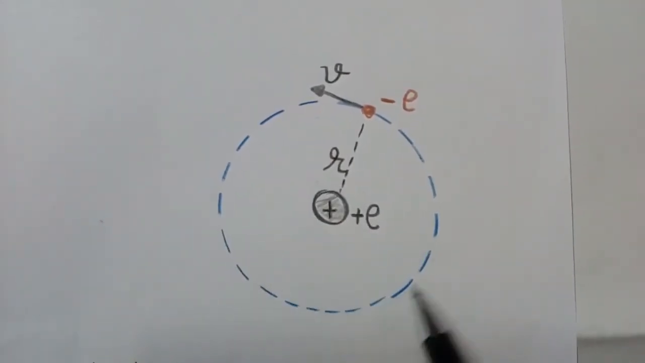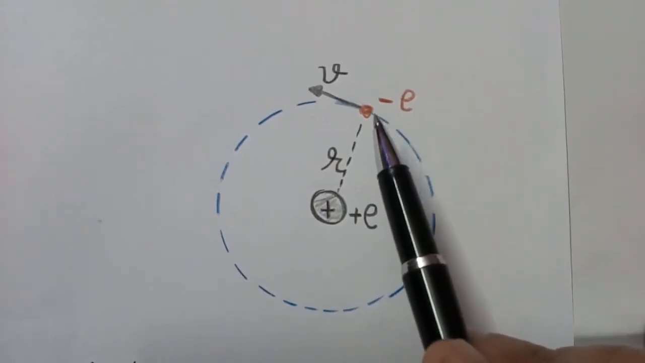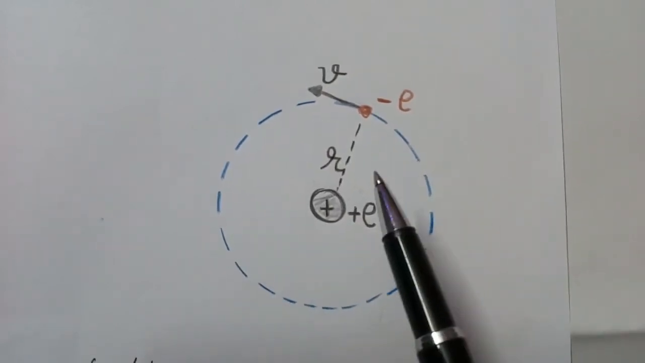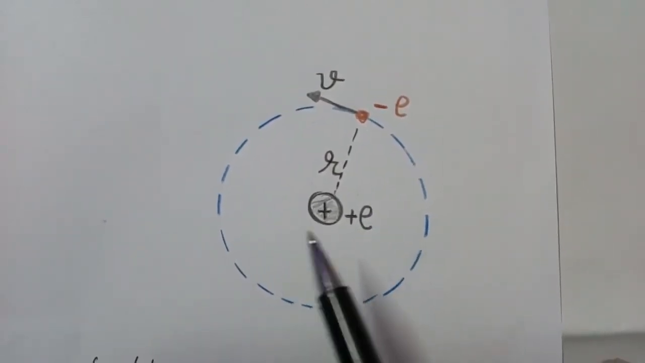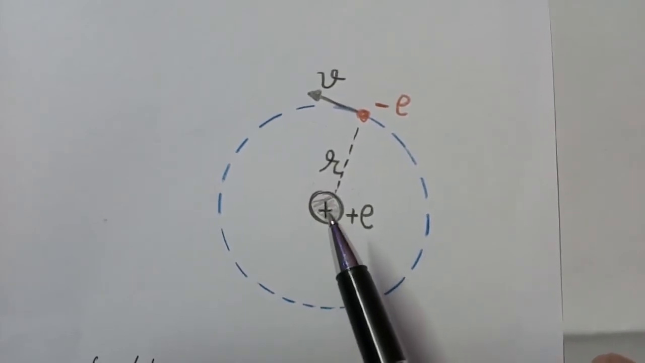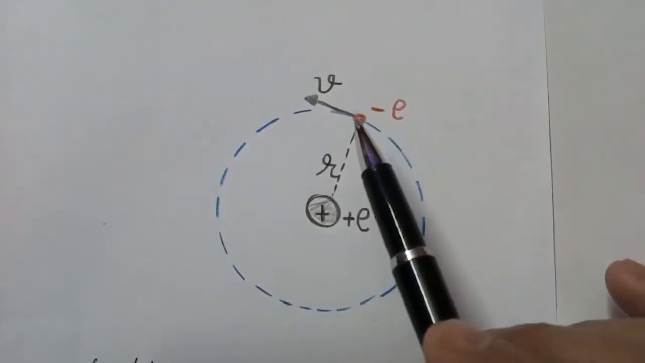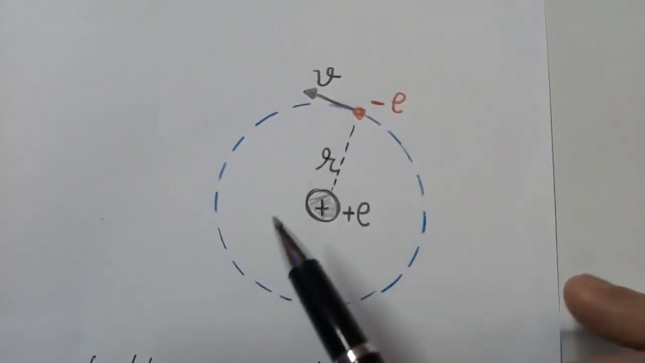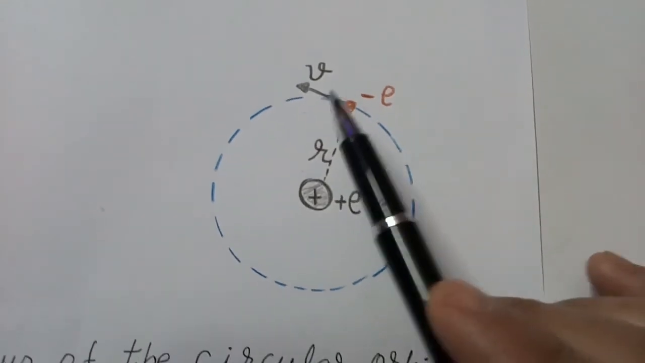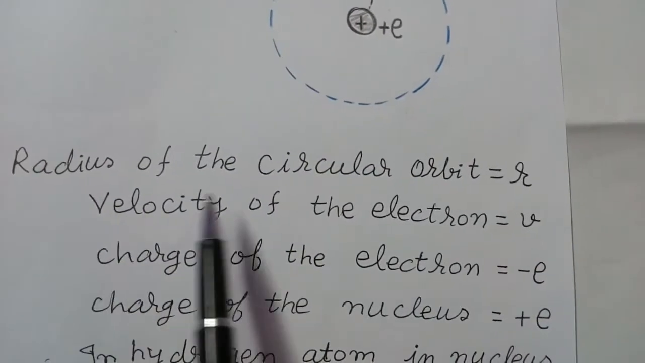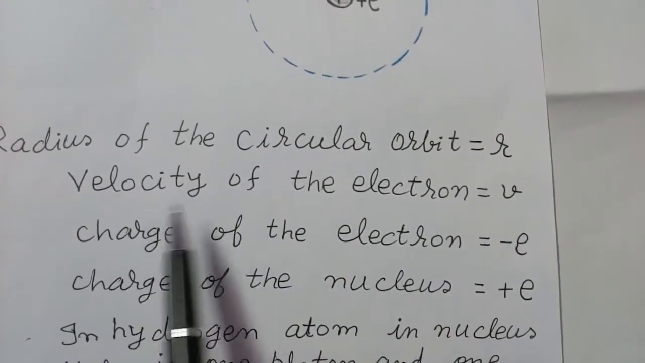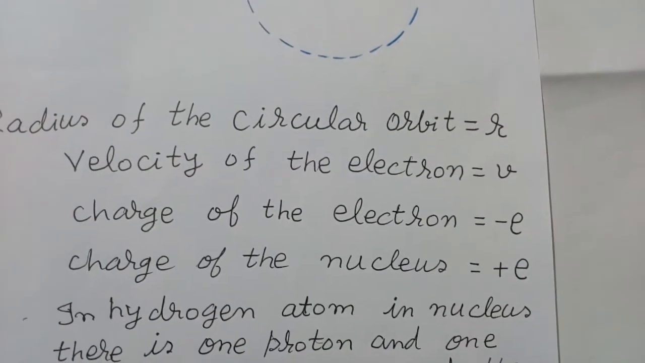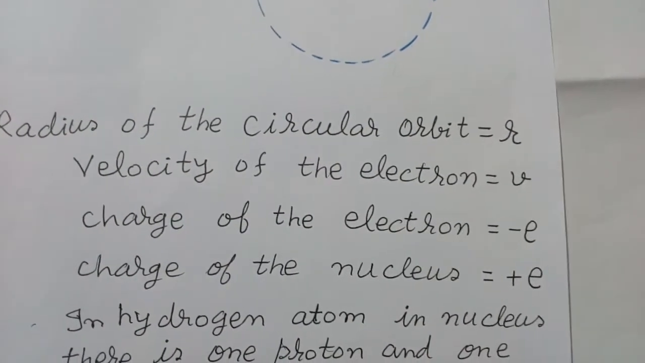In this video I am going to discuss the radius of the circular orbit of an electron when the electron is revolving around the hydrogen nucleus. We know that in the hydrogen nucleus there is only one proton, so the charge on this nucleus is plus e and the charge on the electron is minus e. This electron is revolving in a circular orbit of radius r. Speed of the electron is v. So radius of the circular orbit is equal to r, velocity of the electron is equal to v, charge of the electron is equal to minus e, charge of the nucleus is equal to plus e in case of hydrogen atom.